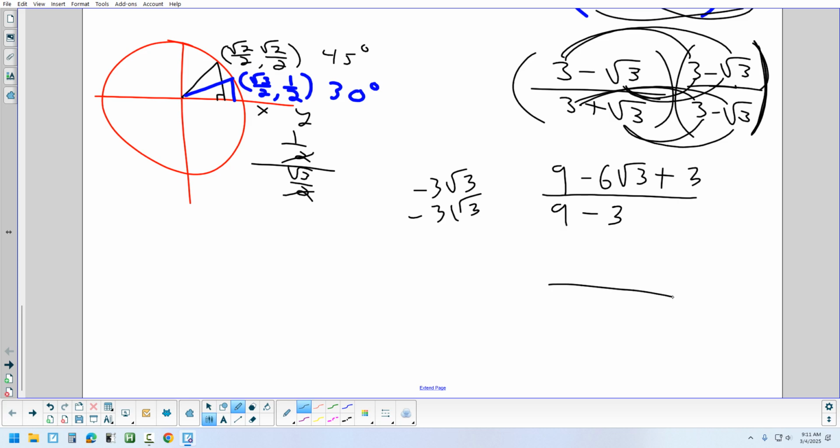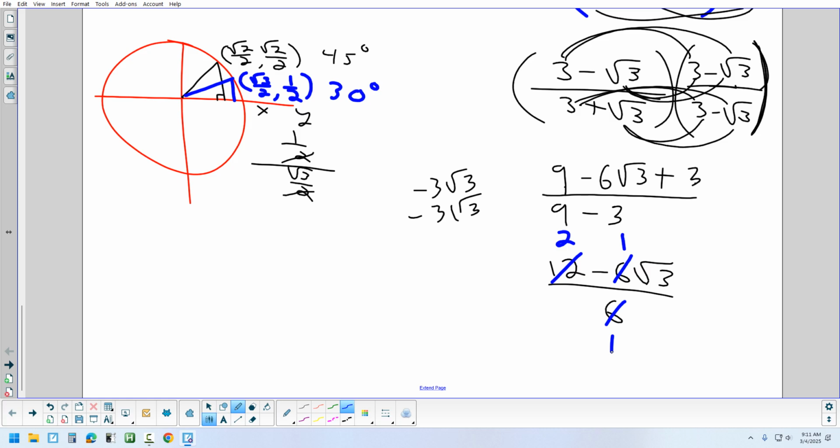So bottom is 6. What's 9 plus 3? 12. Minus 6 root 3. So no fractions within fractions, no roots in the bottom now. But there is one more thing we can do. We can reduce. What's everything that's outside the roots divisible by? Isn't that divisible by 6? Divisible by 6. 2, 1, 1.